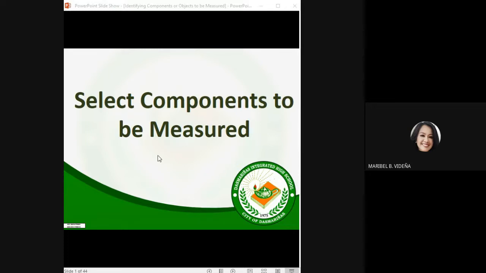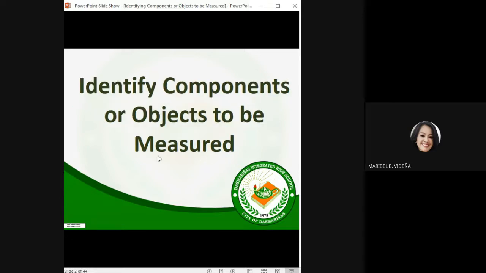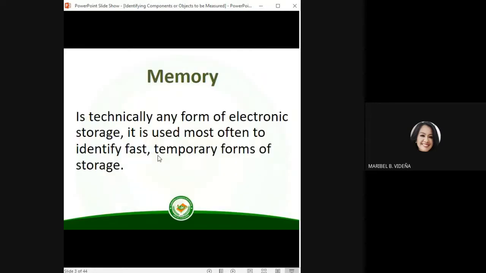Good day, everyone. Our topic for today is select components to be measured. The objectives are to identify objects to be measured and use the correct specifications as specified in the operating system. The first component we're going to discuss is memory.